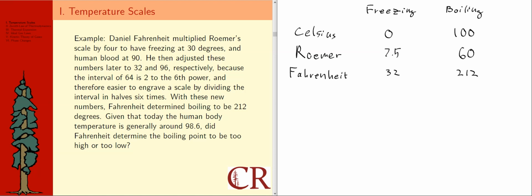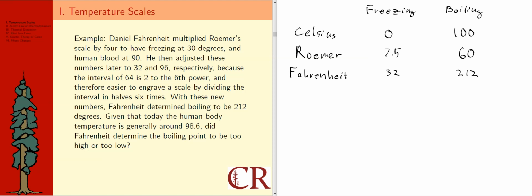Daniel Fahrenheit multiplied Romer's scale by 4 to have freezing at 30 degrees and human blood at 90. I said human blood there because that's what I actually found in the literature on this. And this was kind of the initial step that Fahrenheit took to get from Romer's scale to the modern Fahrenheit scale. We're going to interpret that human blood as meaning the human body temperature. I'm not going to try to interpret whether or not that means that Daniel Fahrenheit was a vampire.